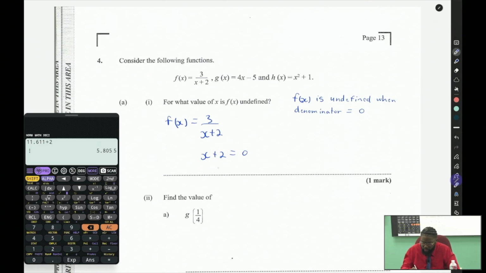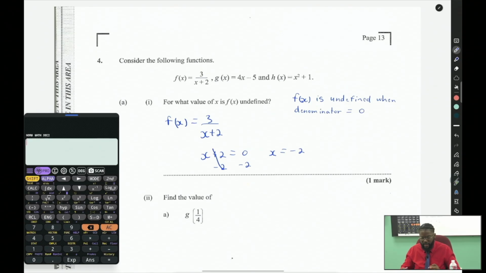So when we transpose by subtracting 2 on both sides, we're going to get x equal to -2. So that is the value of x which would make our function f of x undefined. All right?